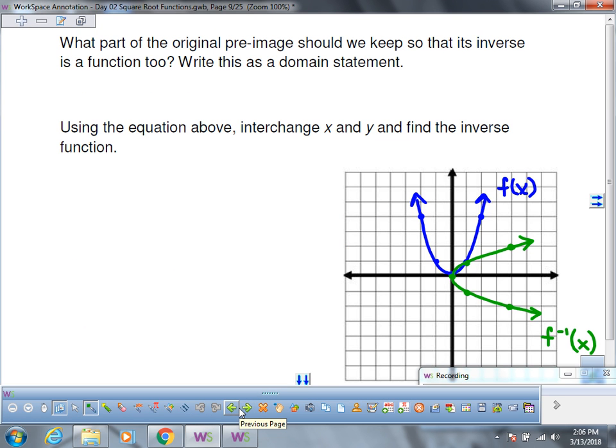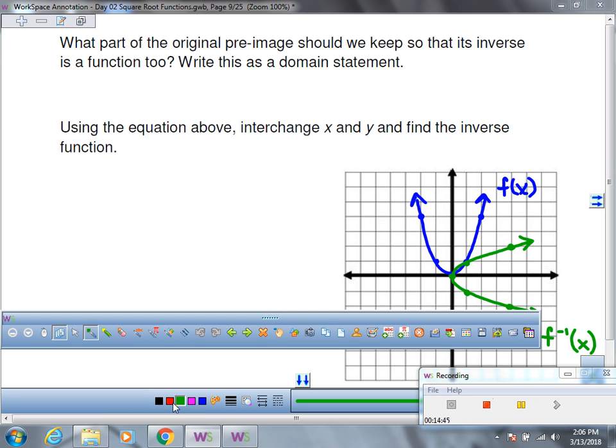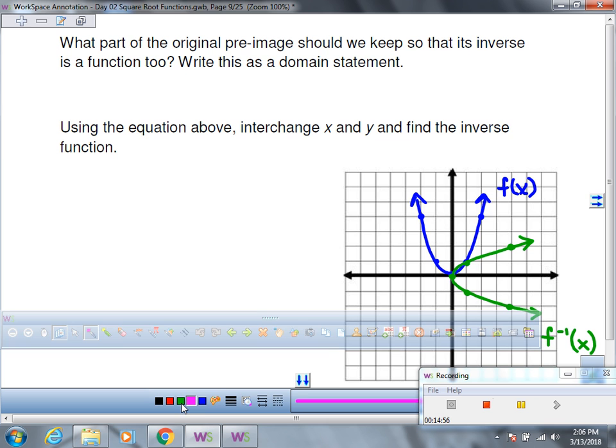Which brings us to our next piece. What part of the original pre-image should we keep so that its inverse is a function too? Write this as a domain statement. So I would need to keep, let's do blue with the pink. In order to make it a function, I would only keep the positive side. So I would only take the inverse of the purple one, and then I would get an inverse function. Now that's a function if I just keep the red part.